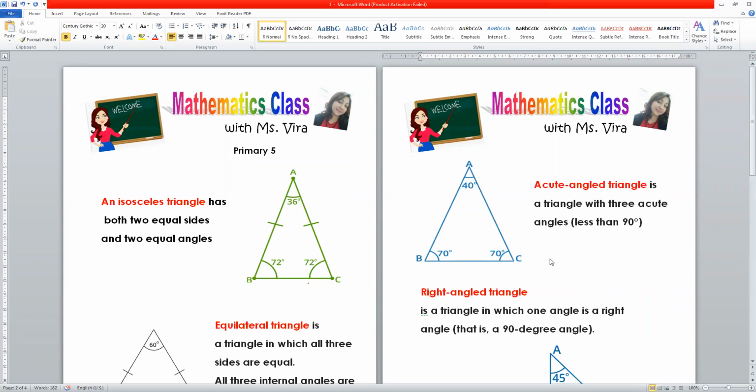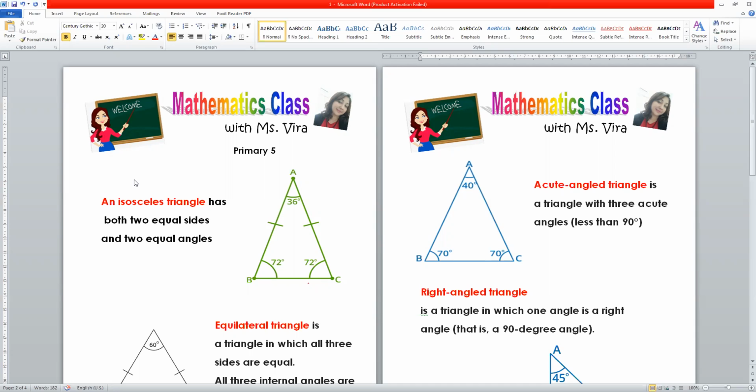Right now, I'm going to explain about different types of triangle. In primary 5, we are going to learn around 6 different types of triangles. Okay, like you know, a triangle has 3 sides and 3 angles.